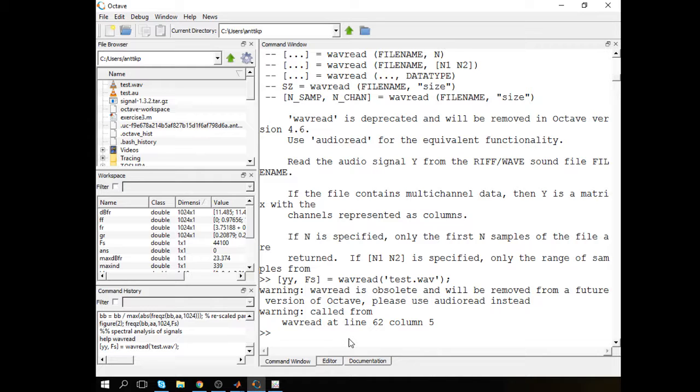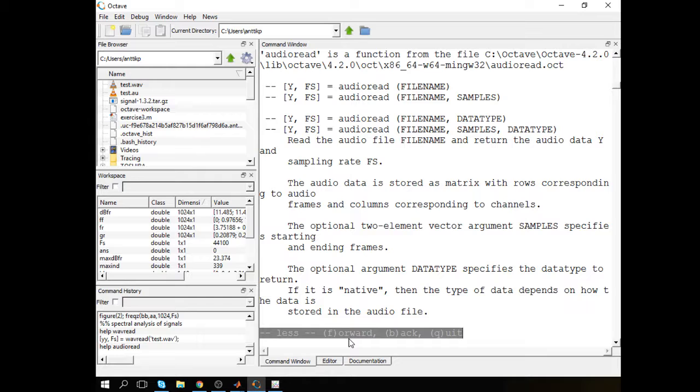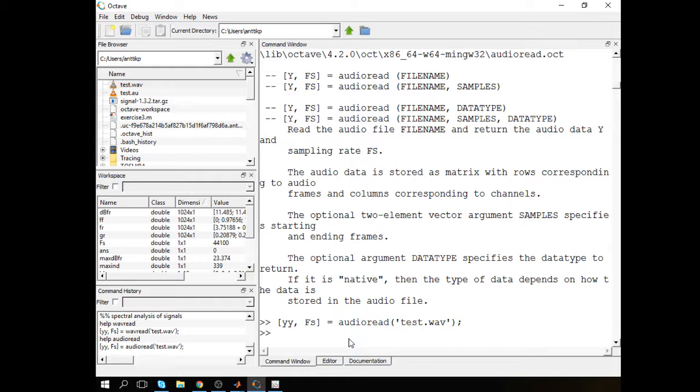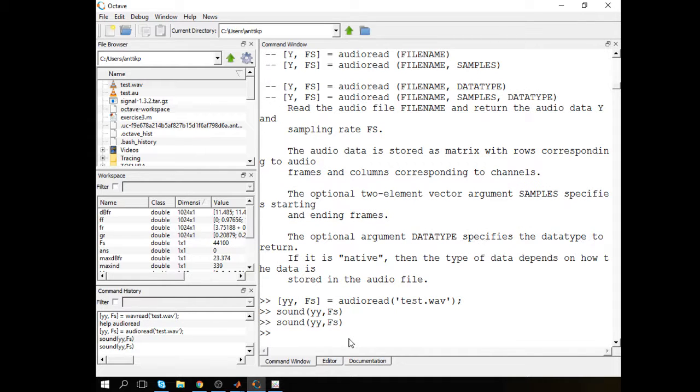What does it say if you say wave read? Let's see the audio read. Well, it's the same. So basically I can use audio read, much better. Okay, and let's see, sound, Y, FS. That was kind of a ding. Good.